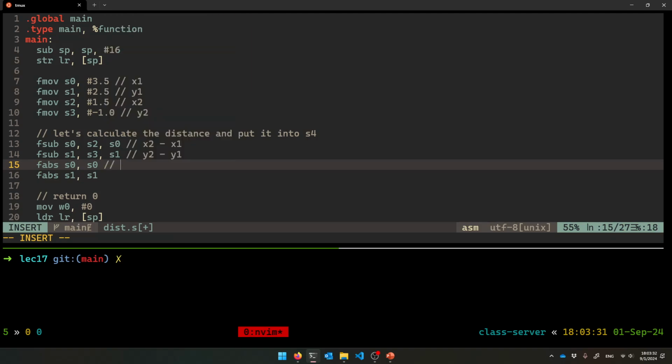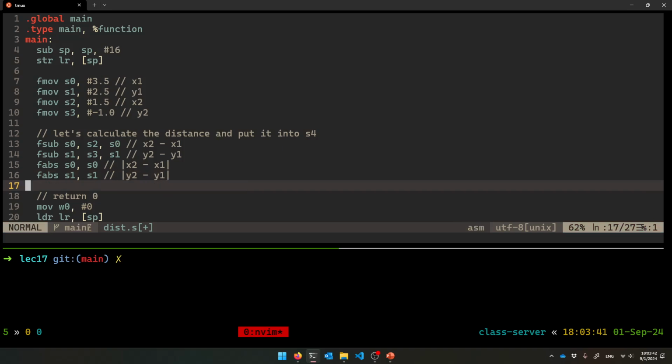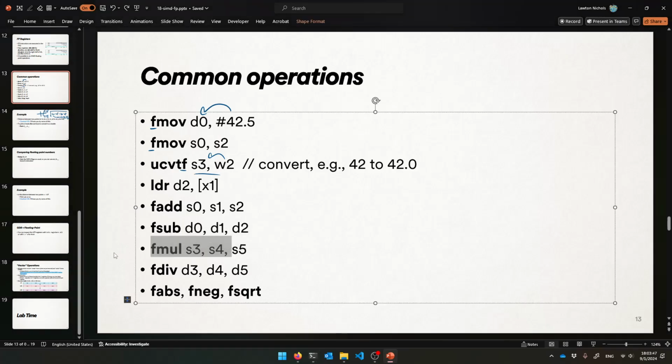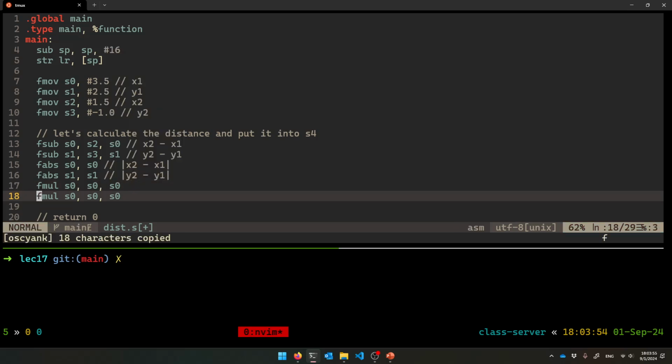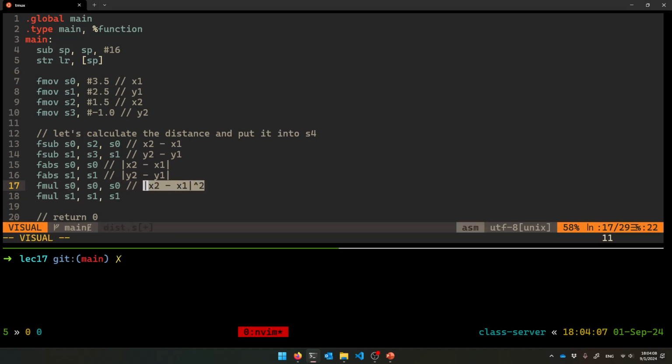So now what do we have in these registers? s0 holds the absolute value of x2 minus x1, and s1 holds the absolute value of y2 minus y1. And then we want to square them. So I'll do fmul, right? Fmul them into themselves. So fmul just multiplies s0 by itself and puts the answer back in s0. Same for s1. Okay? And so now we've got, let's see, can I copy this? Would that make it any easier on myself? Maybe. So now I've got this squared, and then same for the y's in s1.